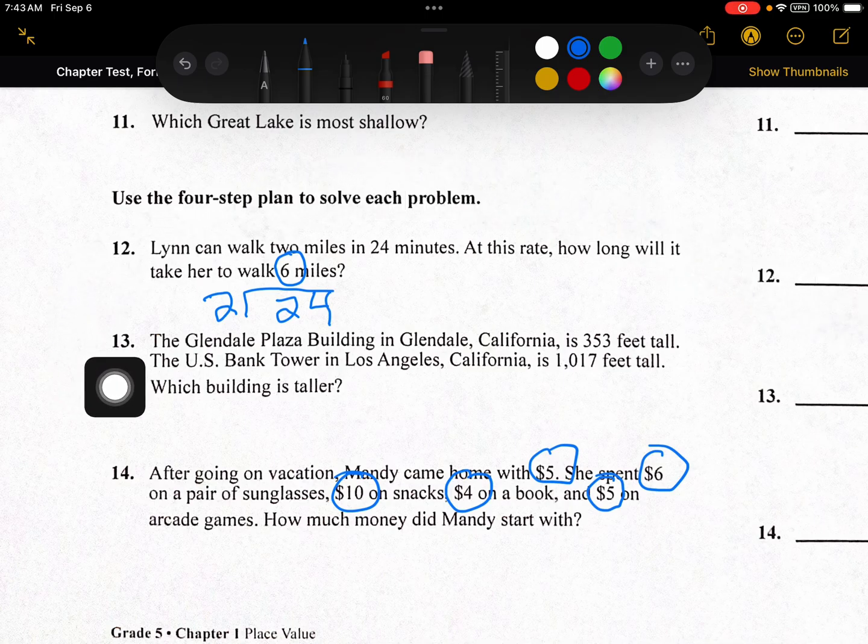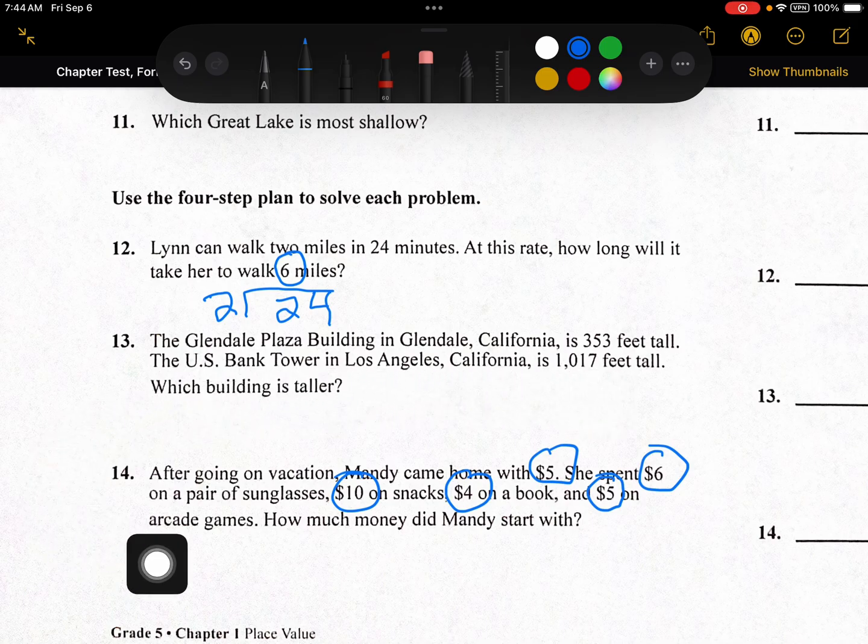Number 13, read very carefully. The Glendale Plaza building in Glendale, California is 353 feet tall. The U.S. Bank Tower in Los Angeles, California is 1,017 feet tall. Which building is taller? They're not asking for state. They're not asking for numbers. They're asking for building names. So, which building is taller, and tell me how you can prove that.